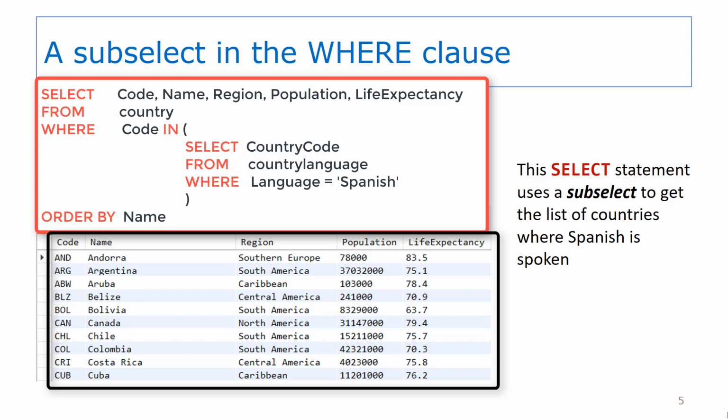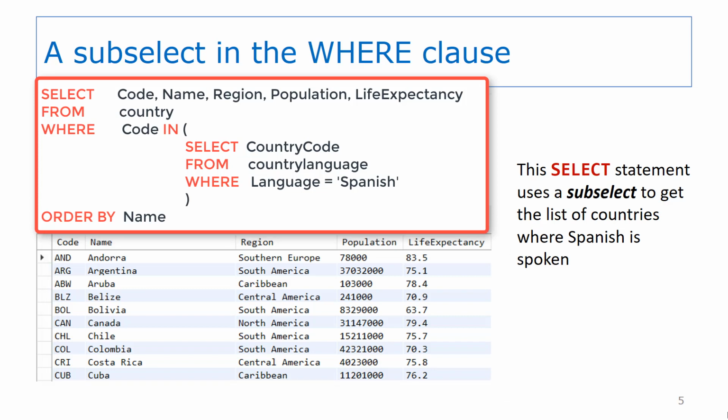Now with this type of select, it is possible that the subselect might not return any rows. In that case, there would be no values in the in clause, so no rows would be selected. This is in contrast to where you have an explicit list of values. When you code a list for an in clause, you must have at least one value in the list.